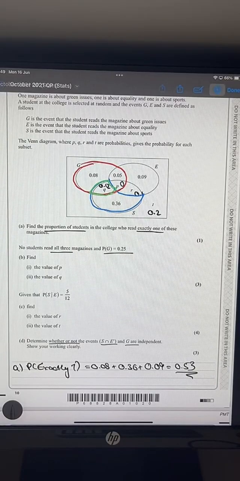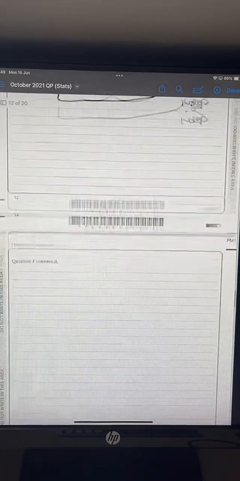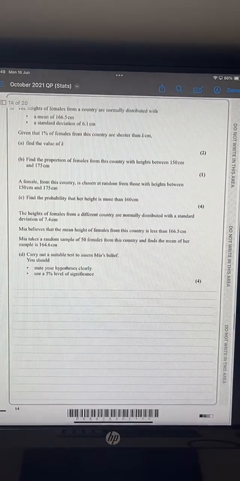All right, cool. So that's how you do this probability question. Hopefully that's making sense. It's a nice question. I'm going to move on to the next one, which is a normal distribution.